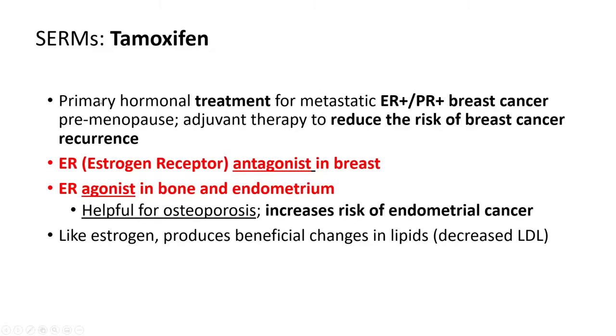As you see here, tamoxifen has an antagonistic effect on the estrogen receptors that are present in the breast, but it has an agonistic effect on the estrogen receptors that are present in the bone and in the endometrium. Because of that, it is helpful for osteoporosis, and it also increases the risk of endometrial cancer. And like estrogen, it also produces beneficial changes in the lipids, which is the decrease in low density lipoprotein, the bad cholesterol.